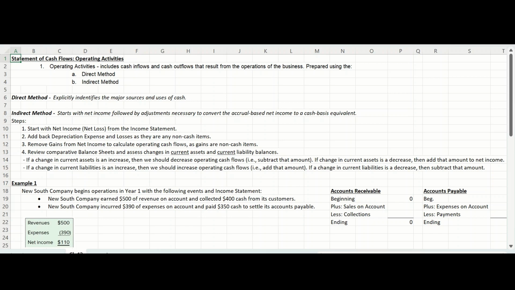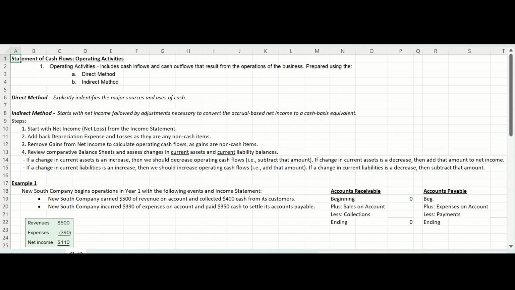In this video, we'll discuss the statement of cash flows and more specifically the operating activity section, which we know includes cash inflows and outflows resulting from the normal business operations of a company.